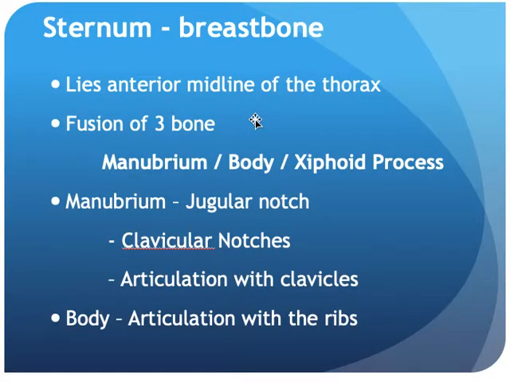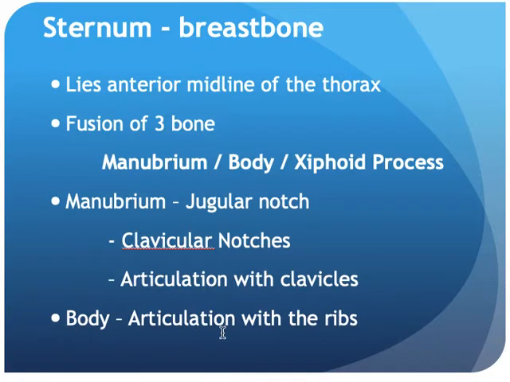So the sternum is also known as your breastbone. It's going to lie anterior midline of the thoracic cage. It's going to be the fusion of 3 bones. So my manubrium, and again, this is more for labeling purposes. You're going to have the body, and then you're going to have the xiphoid process. You're going to create a bunch of little landmarks on there, so jugular notch, clavicular notches. You're going to have this articulation with your clavicle, so those are going to be my collarbones. They're going to come and attach to my sternum too.